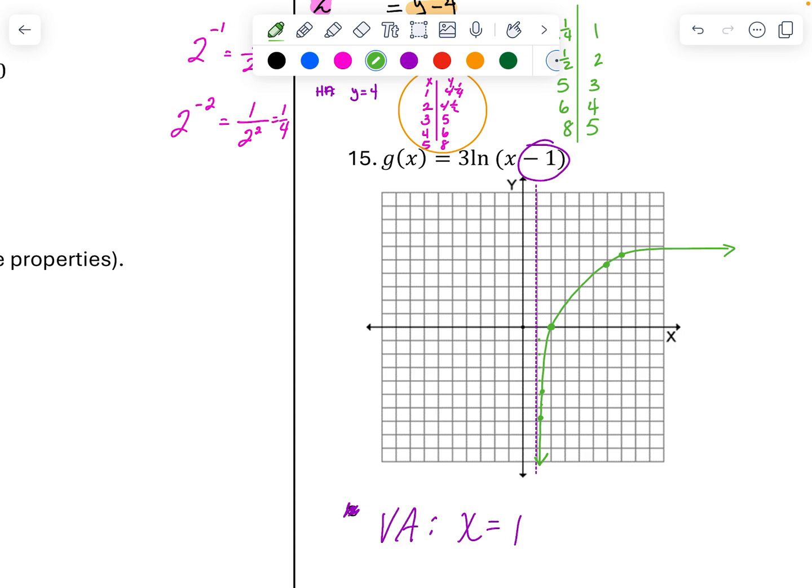So, super cool. All right, my friends. That is the beginning, the introduction to logarithms. If you have any questions, email me or ask me in class.